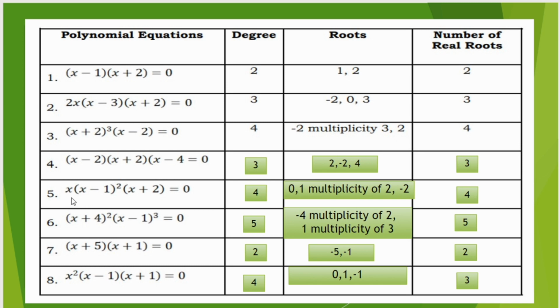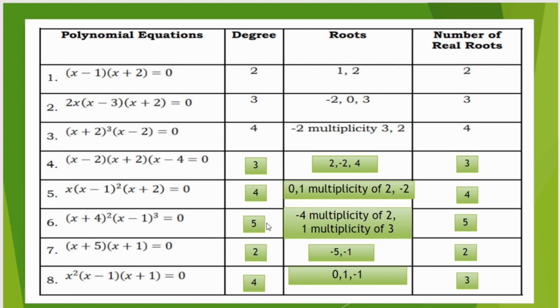Then, we have x times x minus 1 squared times x plus 2. So, x equals 0. No? Then, x minus 1 equals 0. So, transpose negative 1, it will be positive 1. So, how many times? So, you have multiplicity of 2. Then, x plus 2. So, the value of x will be a negative 2. Na? Then, how many real roots do we have? So, we have 4.